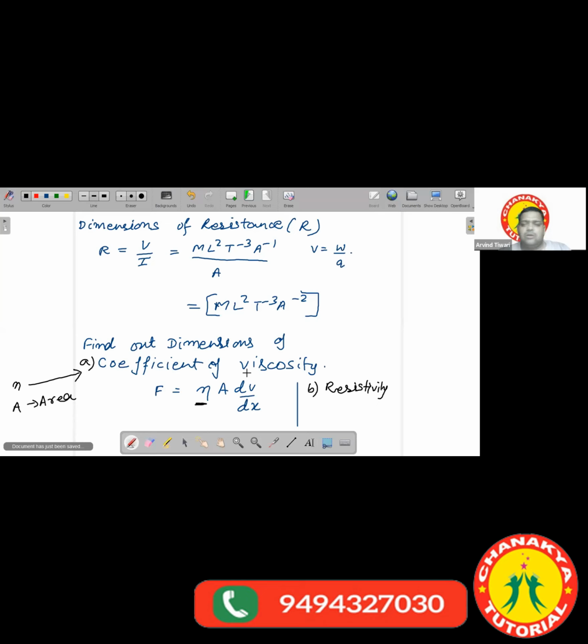Okay. So anyone who has got? So using this formula, F equals eta A dV by dx. Okay. So if any help is required, you can tell.